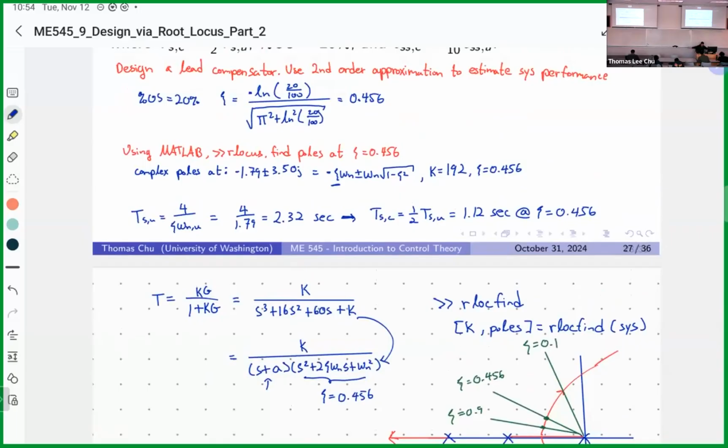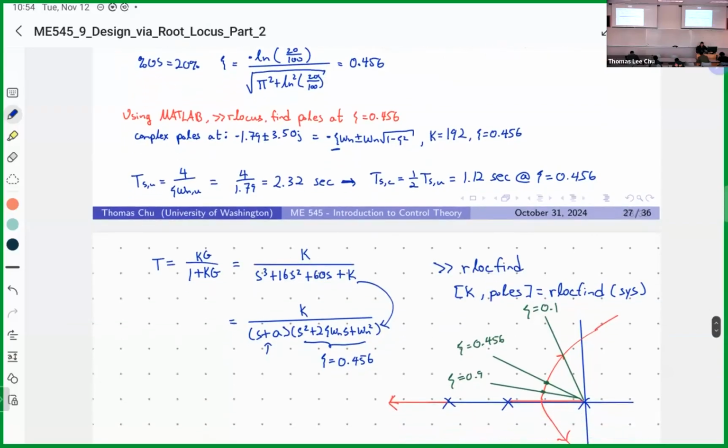So basically, for lead compensator design, we get this uncompensated settling time, then we calculate the compensated settling time. From that, we can then find the new pole location. And to find the new pole location, we just need to find the natural frequency of the new pole.